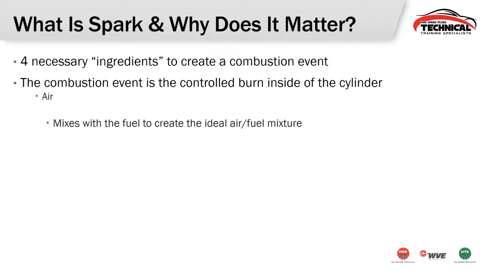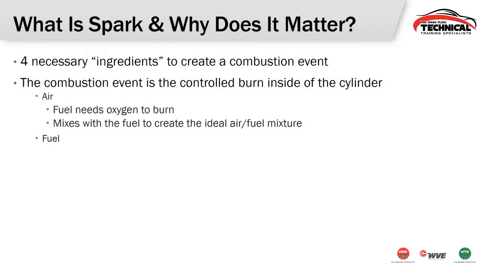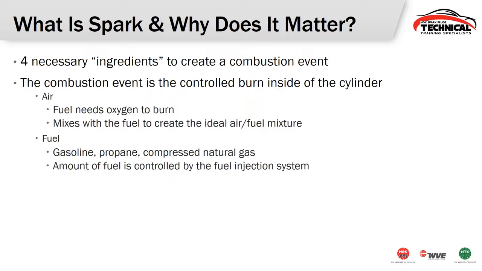Air is mixed with fuel, and it creates this ideal air-fuel mixture because most fuel needs some level of oxygen to burn. So we bring air into the engine, and then we mix it with fuel. And fuel could be gasoline, propane, compressed natural gas, whatever it may be. And this fuel amount is going to be directly controlled and metered by the fuel injection system. So an engine that's idling is going to require a lot less fuel than an engine that's wide open throttle on an on-ramp. So we're going to control that fueling with the fuel injection system, and we're going to mix this air and this fuel together, and we're going to put it down into the cylinder.